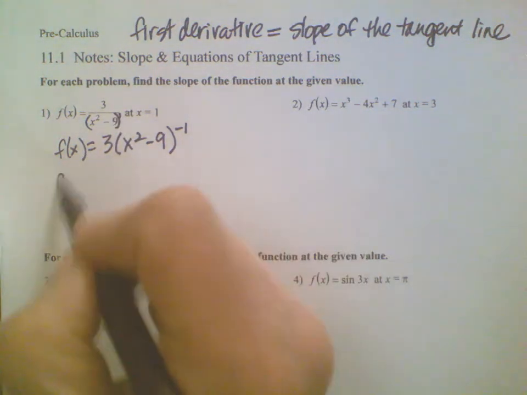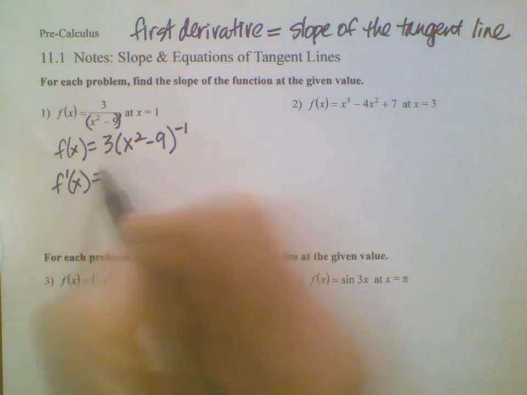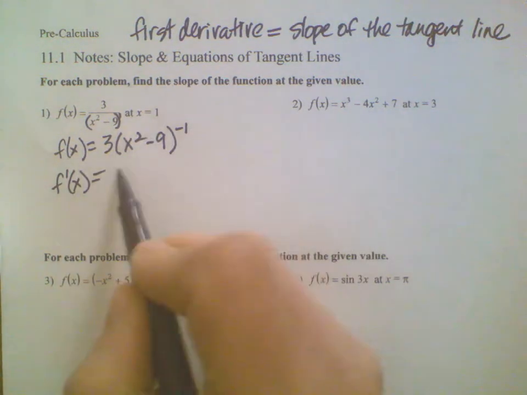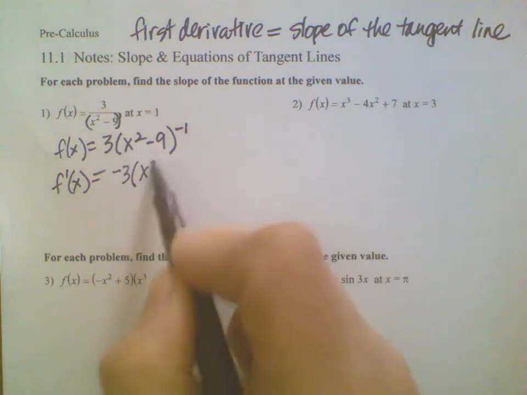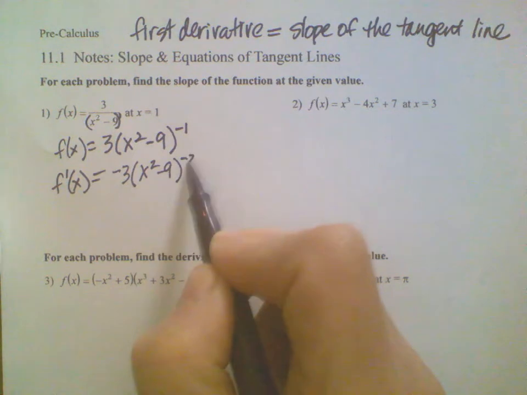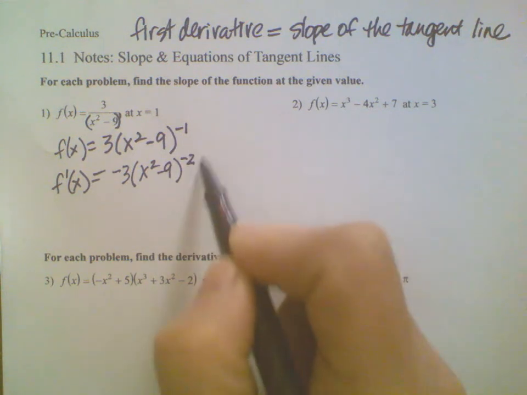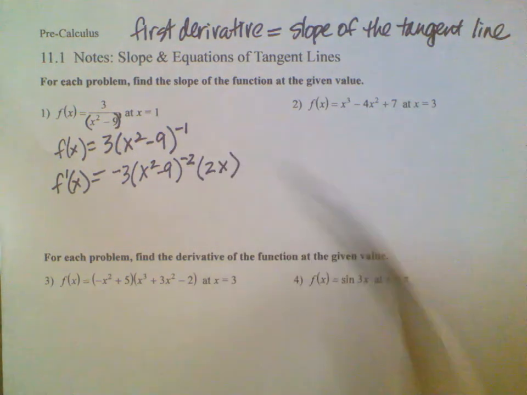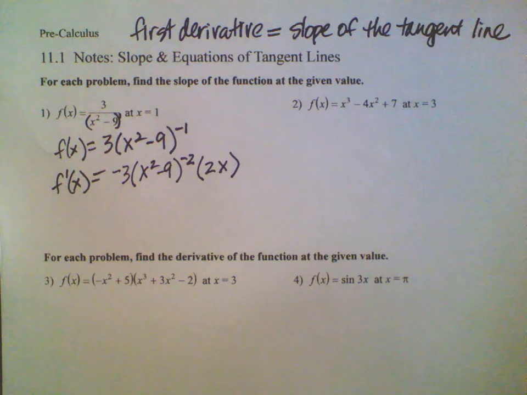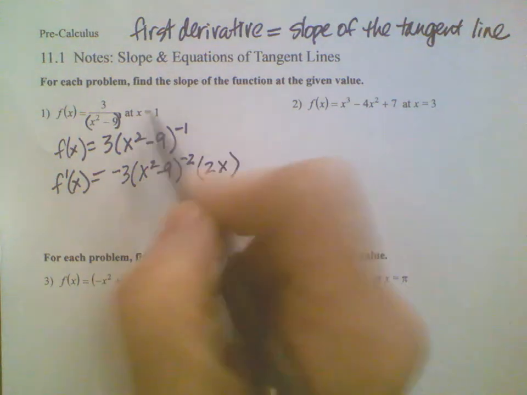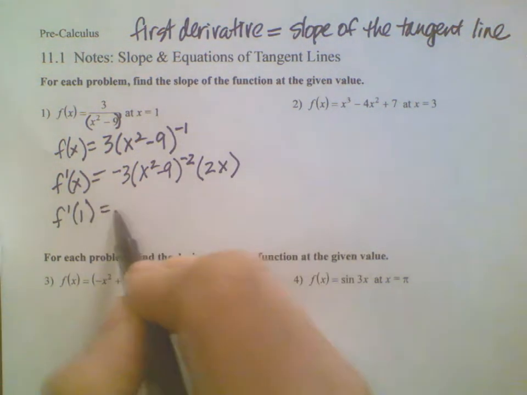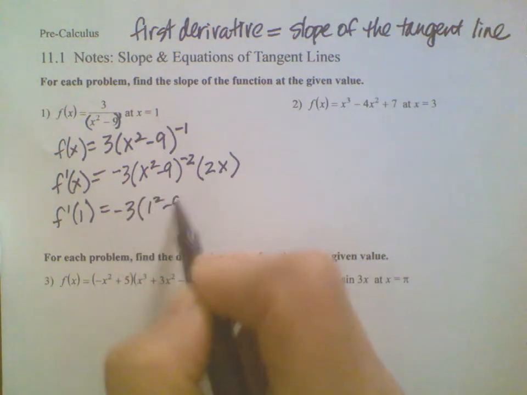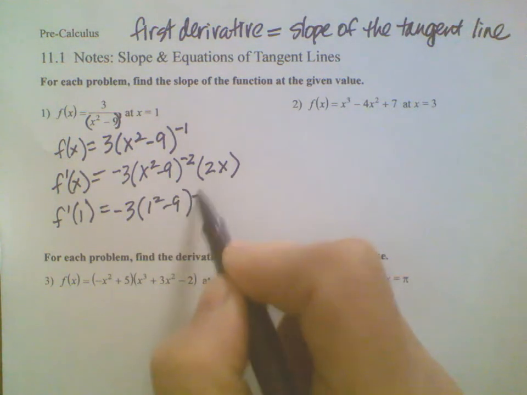And so when I do my derivative f prime of x, remember how the chain rule works. I multiply the power down in front, so that's negative 1 times 3, leave the inner as is, and lower the power 1. Then I'm going to multiply by the derivative of the inside. That's how our chain rule works. And now because we're finding the actual slope at a given value, I can go ahead and plug 1 in there. So f prime of 1 is negative 3 times 1 squared minus 9 raised to the negative second power times 2 times 1.